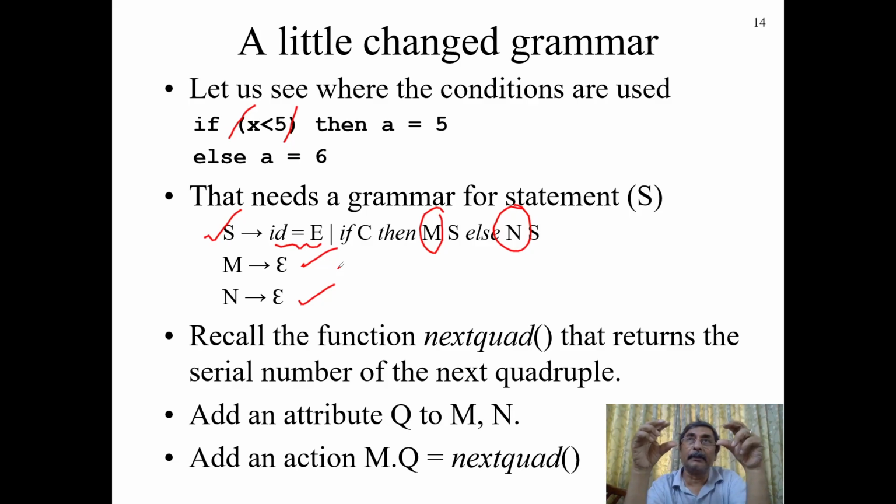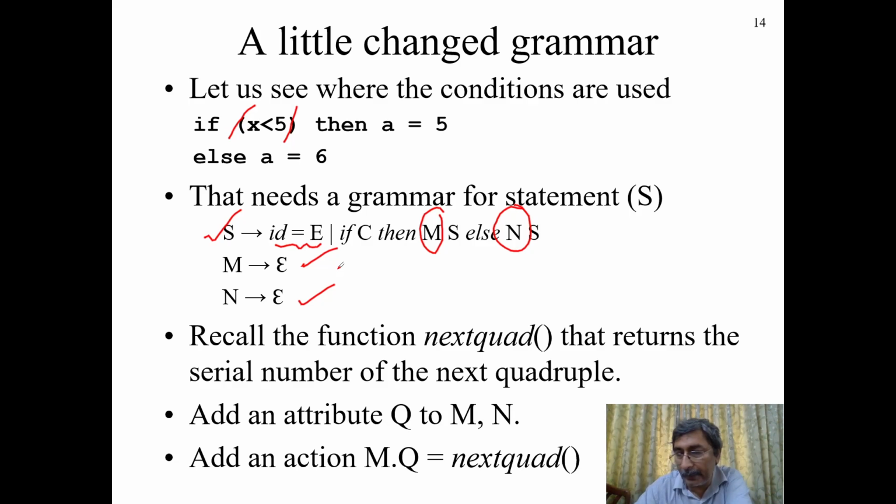Let's say you have generated 3 lines, 3 quadruples. So what is your next word? 4. If you have generated 10 lines, then what is your next word? 11. Like that. So we'll be adding an attribute Q to M and N, and will add an action M.Q equal to next word. So M.Q will remember where the code for the next line should go.